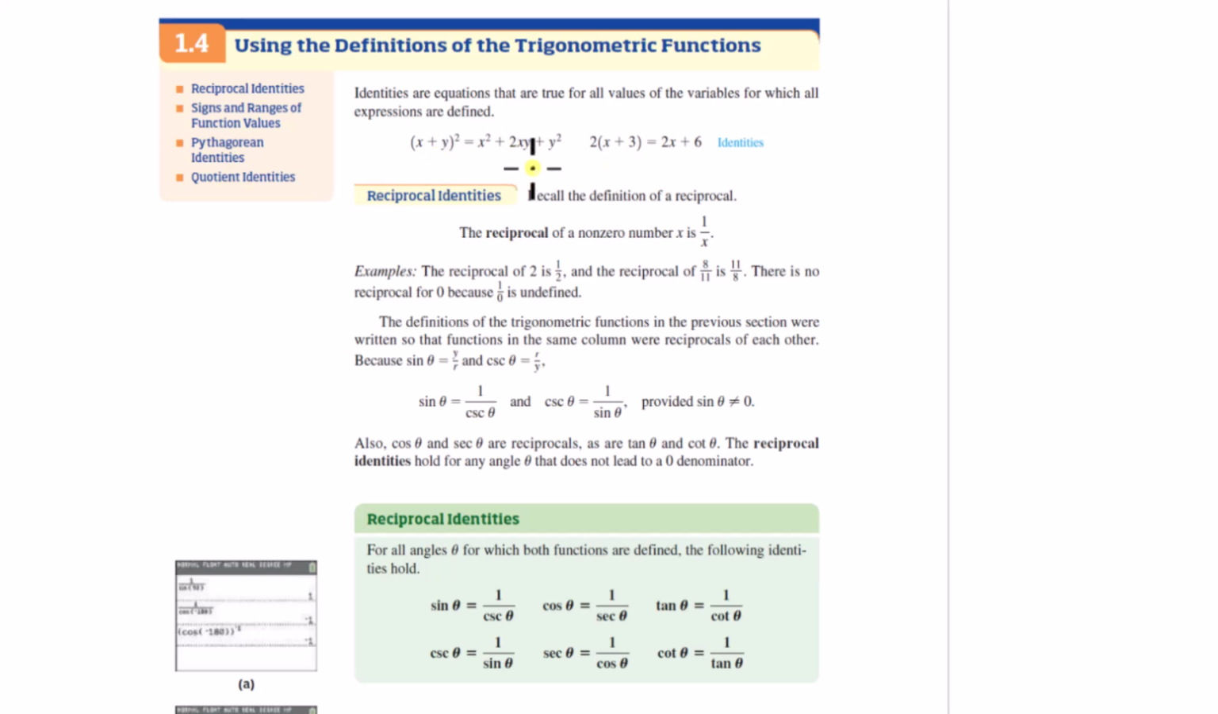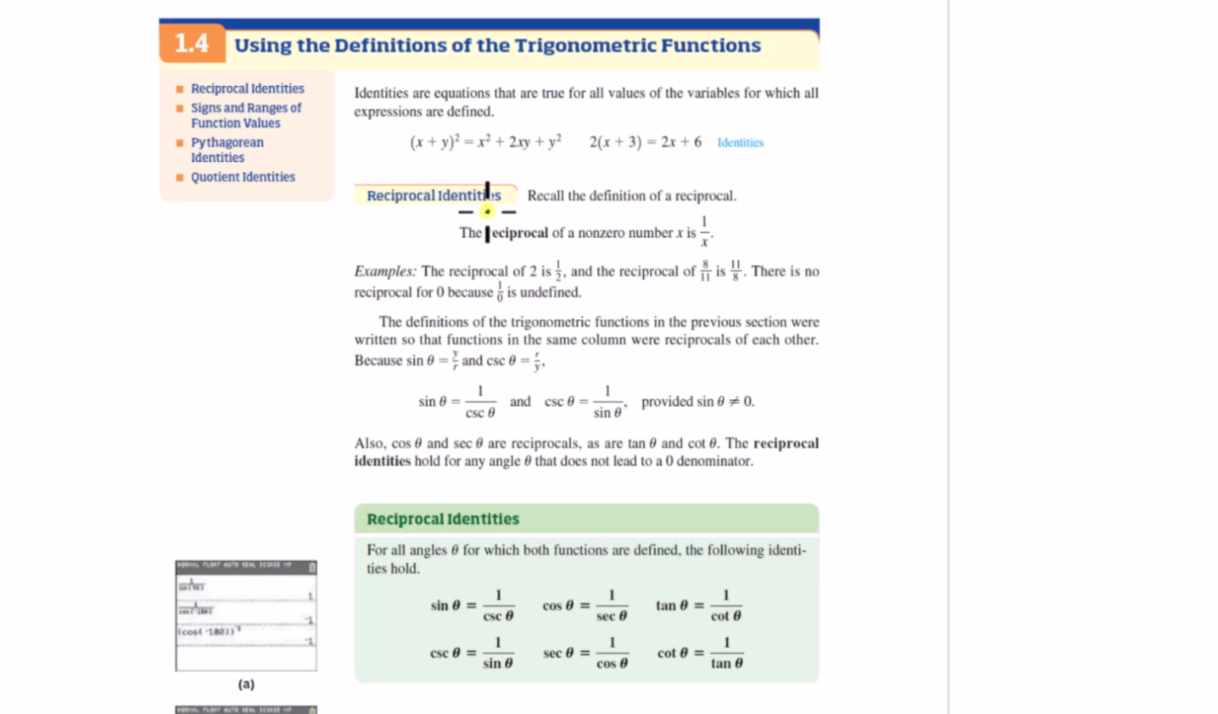Same idea here. This is true for all xy pairs. And that's the idea when it comes to trig identities. It's these equations that are true for absolutely any variable that you input into that equation, as long as it's within the domain of the trig functions that are included.